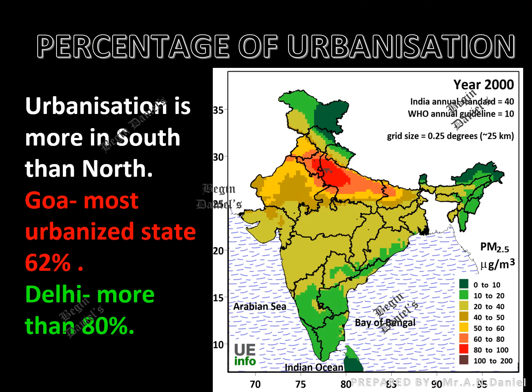What about the percentage of urbanization? If you take urbanization in India, it is much more in the south than in North India. South India is the more urbanized part. Goa is the most urbanized state. 62% of people live in urban areas in this small state of Goa. And if you take the Union Territories, Delhi has urbanization of more than 80%.